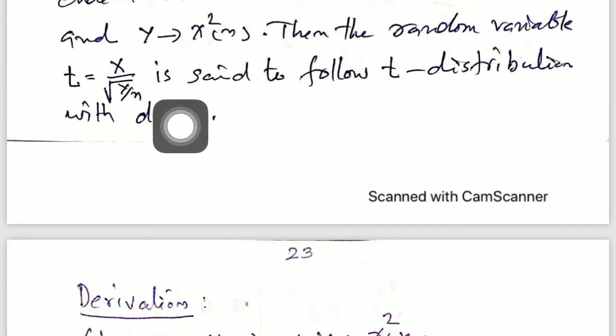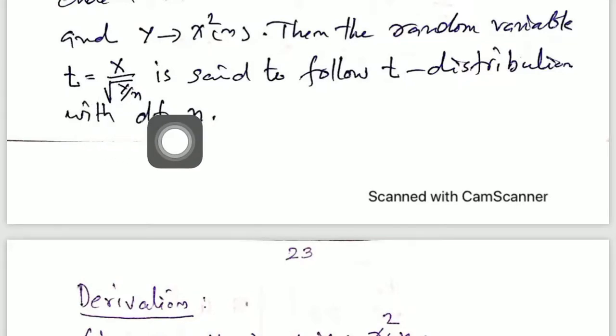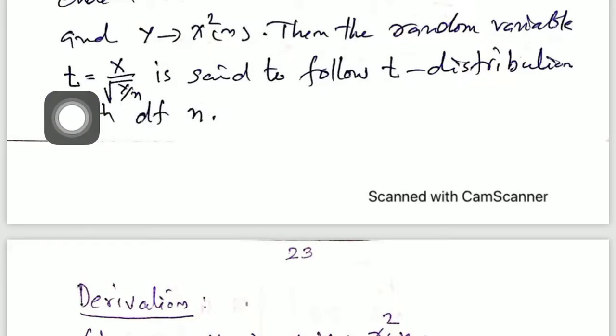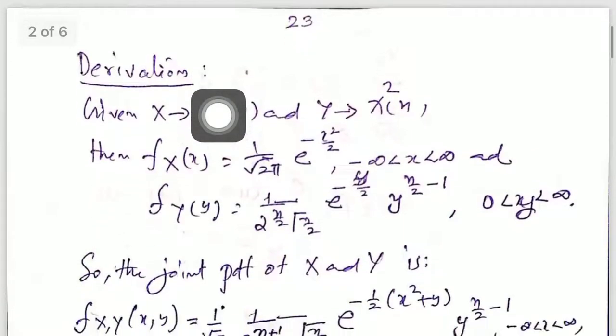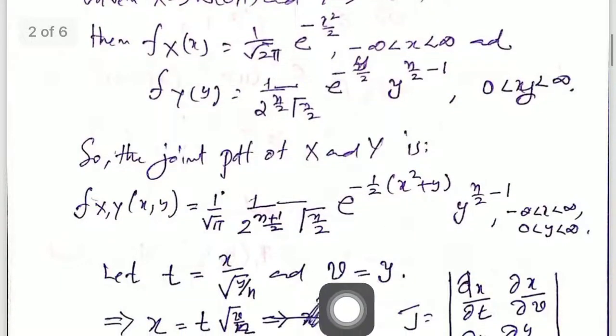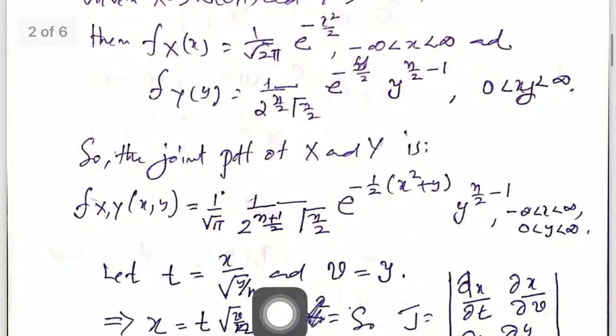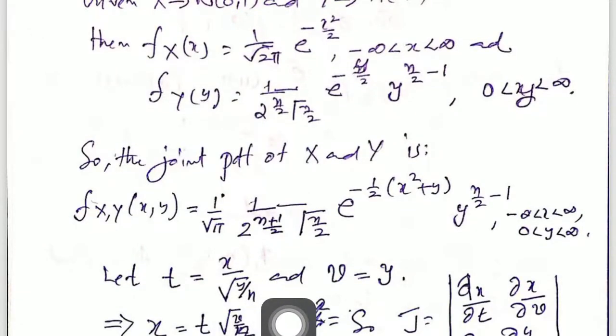That function is taken as t itself, and another function, instead of u I am taking t, and instead of v, I can take some v also, and you will see in this derivation what v is. Here you will see that v is nothing but y itself, but t is equal to x by root of y by n.